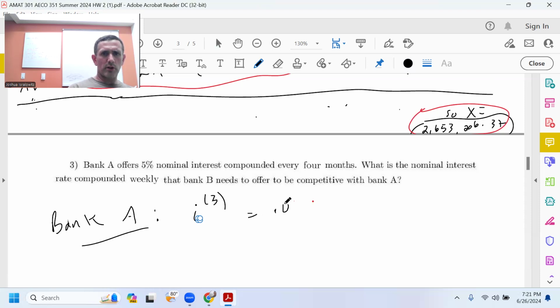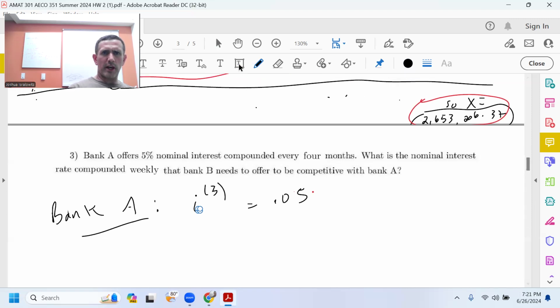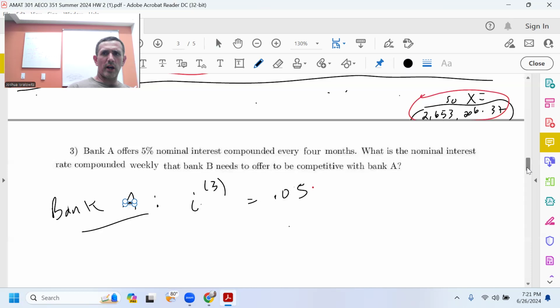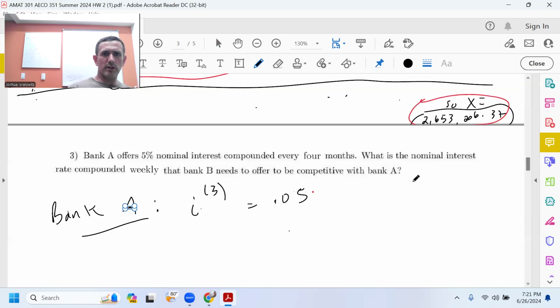This is 0.05. I think the easiest thing to do for these problems is just get the actual yearly equivalent effective annual interest rate for each Bank A and Bank B. Or rather, get it for Bank A, and then Bank B has to offer that same interest rate or better to be competitive, and then convert that to a nominal weekly interest rate.